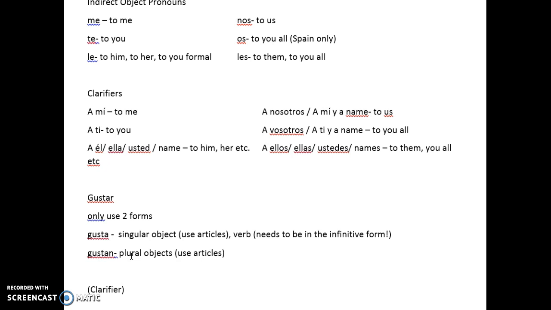Okay? So, when we write a sentence using gustar, we're going to start with the clarifier. And I put it in parentheses because the clarifier is optional. In our class, we're going to use them though. After the clarifier, we use the indirect object pronoun. Then we're going to use the verb gustar in whichever form is correct. And then afterwards, we're going to have the subject.